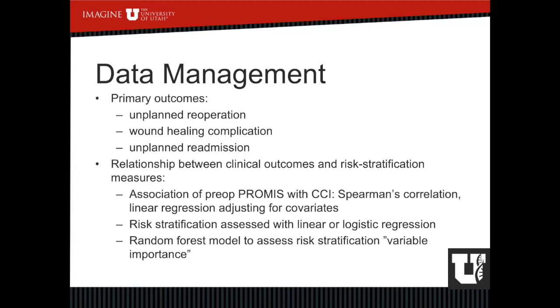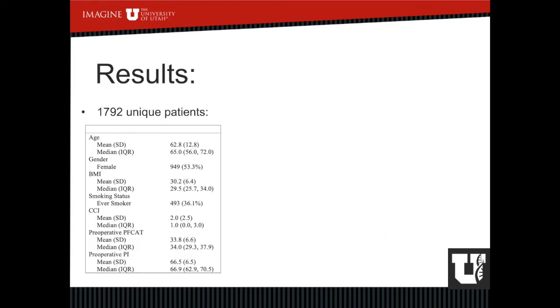Finally, what I think is the most important analysis was to use a random forest model to assess risk stratification. And the crux of this random forest model is that it can use a kind of machine learning algorithm to identify the variables with the greatest importance in predicting your outcome of interest.